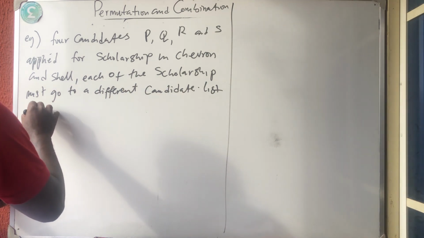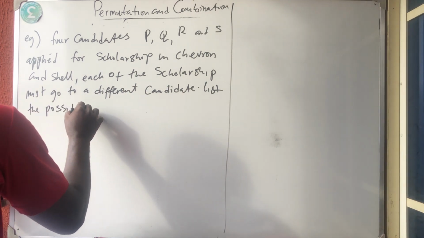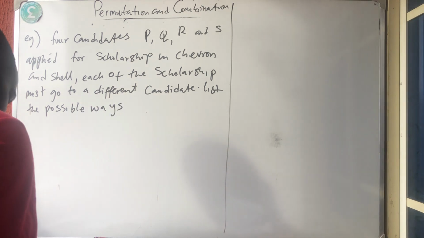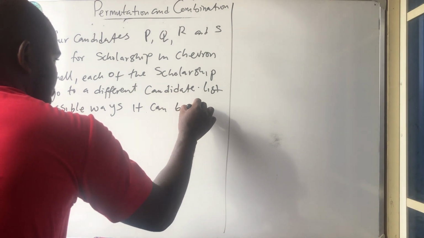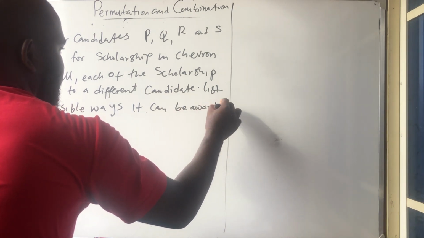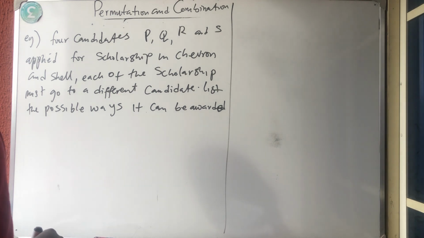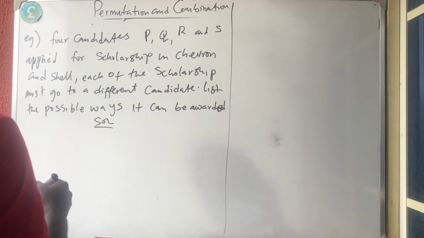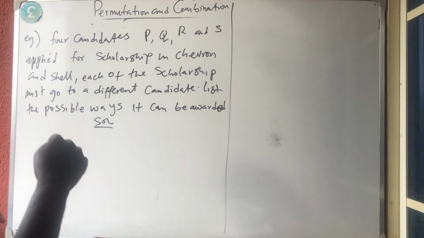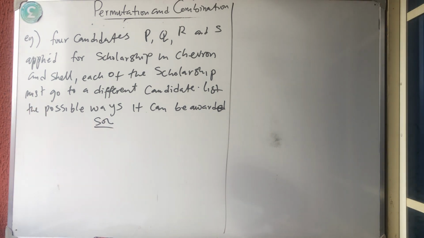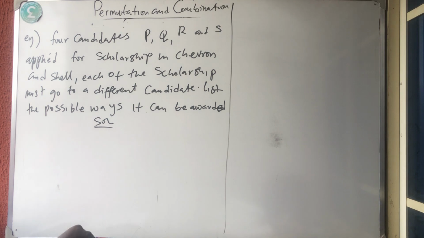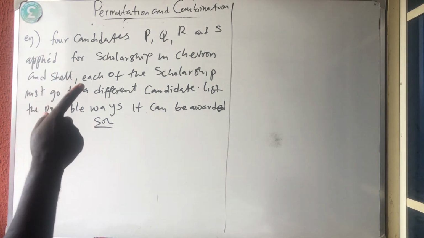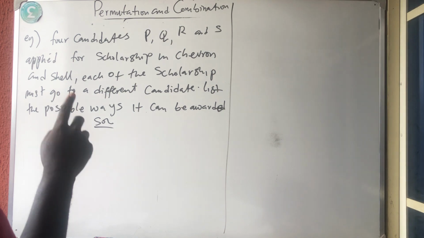List the possible ways it can be awarded. Okay, now they say that we have 4 people that apply for scholarship, and each of the scholarship must go to one person. So the 2 scholarship cannot go to one person.